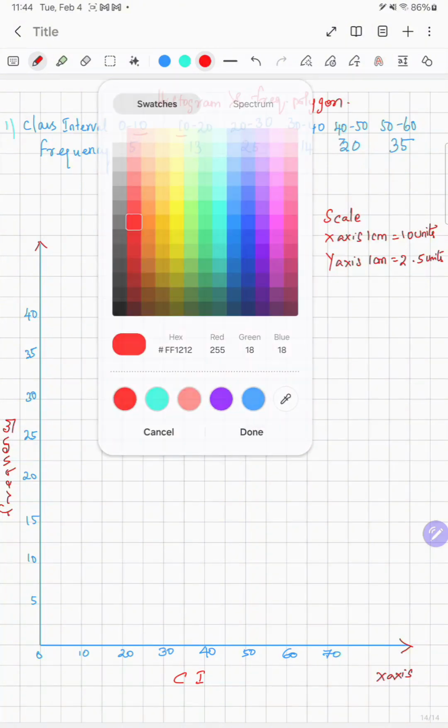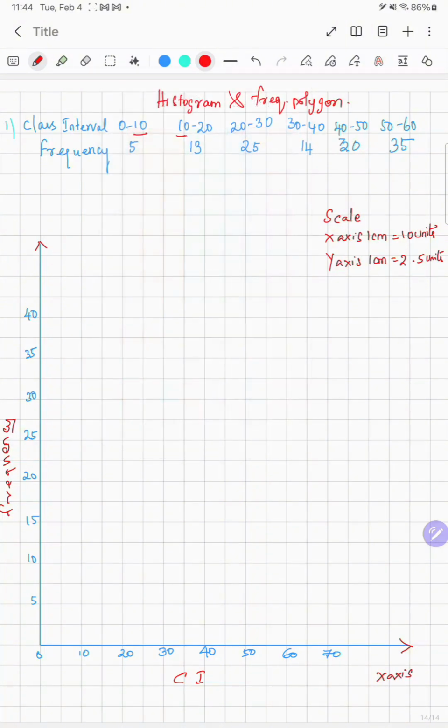The first one is 0 to 5. The frequency is 5 up to the class interval 10. Draw a line for the frequency 5, and the class interval is 0 to 10. This is the first one.